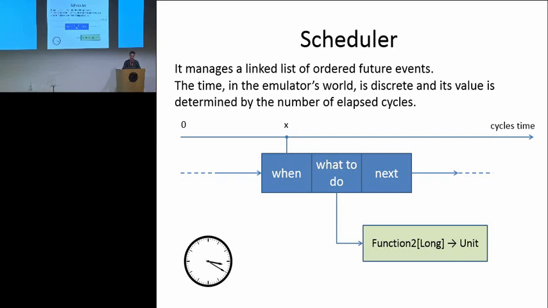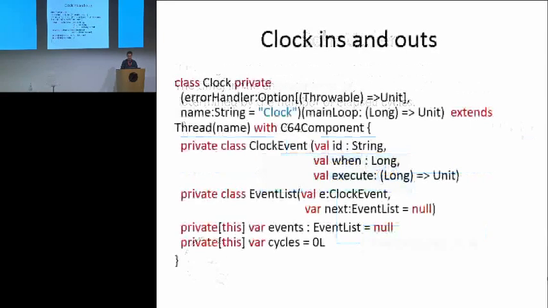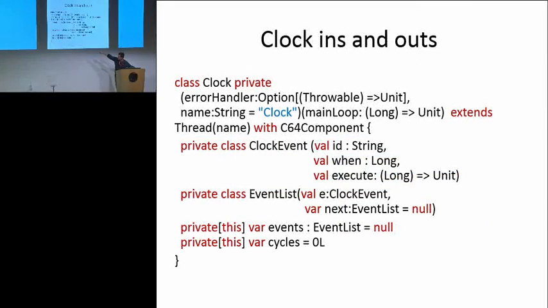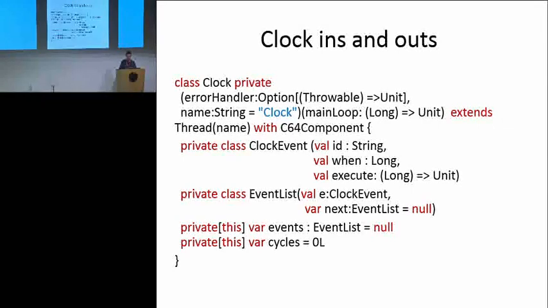So we have a linked list of events, because in the emulator world, the time is the number of cycles that have passed since now. When, what to do. What to do is basically a function of Long to Unit. And the next is the pointer to the next event. It's an ordered list of events. This is the clock ins and outs, but we have no time to see it. The important thing is the variable cycles, because that variable contains the number of cycles passed since the startup of the emulator.